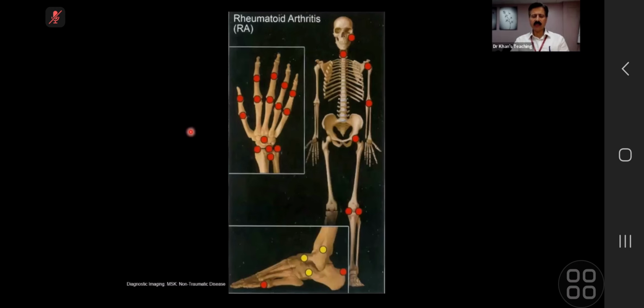Particularly look at the hand. Hand is the favorite for the exam. And in the hand, you can see that the metacarpophalangeal joints are involved and the proximal interphalangeal and the distal are not. This is a key point. Of course, the carpal joints can also be involved.